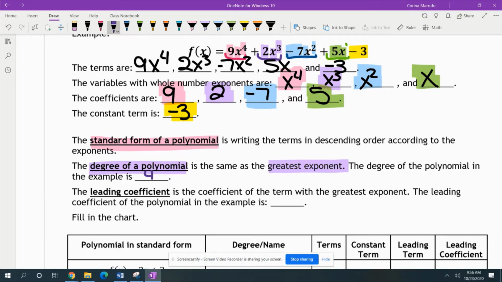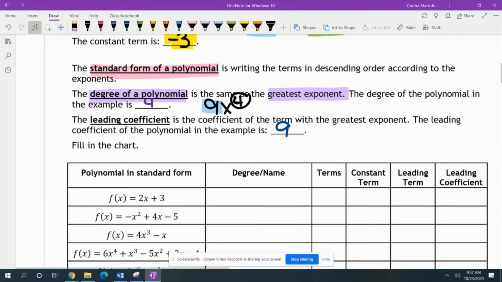Okay, the leading coefficient is the coefficient of the term with the greatest exponent. The leading coefficient of the polynomial in this example is, so we have 9x to the fourth power. That's the first one that's in front of the entire equation that we have here. We already said that because of this 4, this is a degree 4 polynomial. Now the leading coefficient is the number that's in the front. So the number in the front of this one is 9. That's called the leading coefficient. It leads the entire equation.